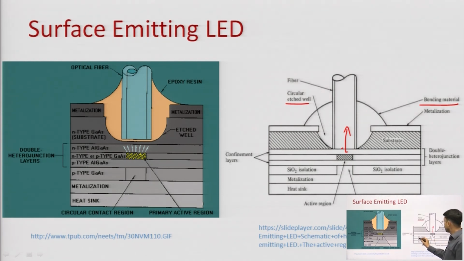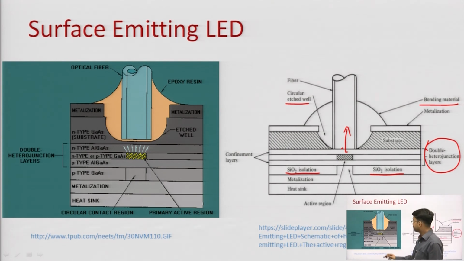You can see over here there is a silicon dioxide isolation layer, and this is a double heterojunction layer. So the efficiency will be more in comparison to homojunction, the light will be emitted and will enter the fiber. Over here is aluminum gallium arsenide and this is gallium arsenide. So this is a double heterojunction layer, fine.